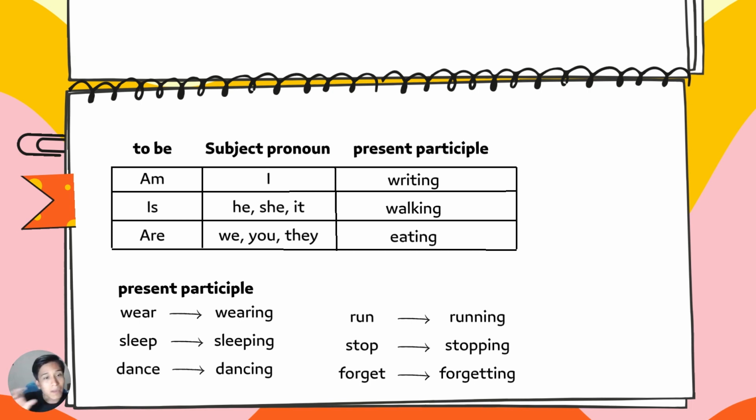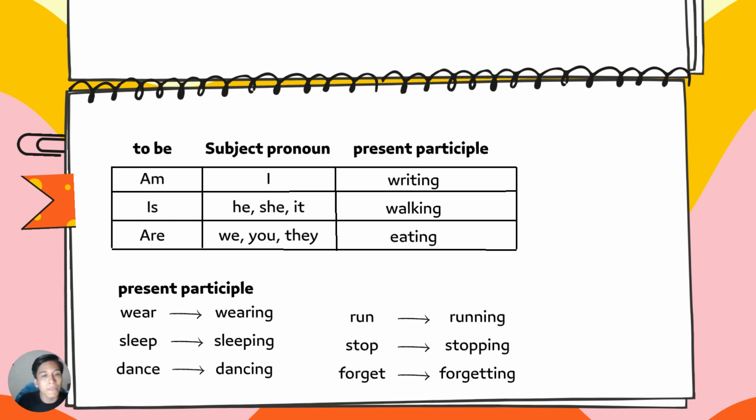And now talking about how to form a present participle of a verb. Well, basically, in most of the verbs, we have to add the ing at the end. But when a verb ends in an e, we have to delete it and add the ing at the end. In some verbs that end in a consonant, we have to double that consonant.